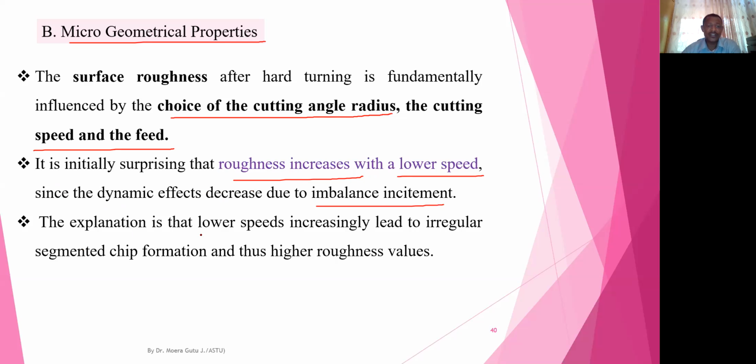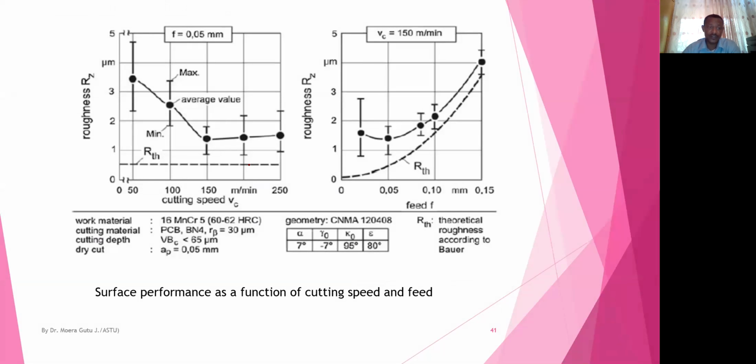The explanation is that lower speeds increasingly lead to irregular segmented chip formation and thus higher surface roughness values. Lower speed is not recommended for hard machining. Very high is not recommended also. The recommended cutting speed during hard turning, milling, and drilling should be an optimized parameter, which gives a good surface finish.